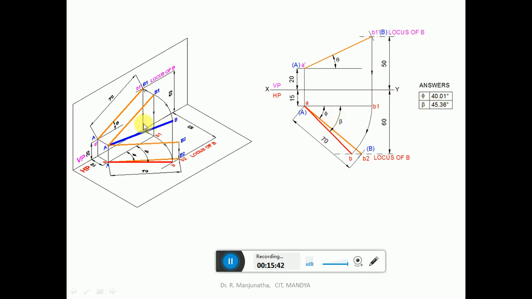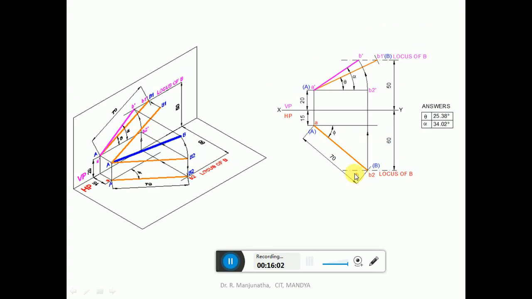So that is what we have done. We have taken the true length line and rotated it such that it cuts the projected locus of B in the top view. So that is this point B, and you get this inclination. Here this is the beta inclination and this is phi. That is what we found out.